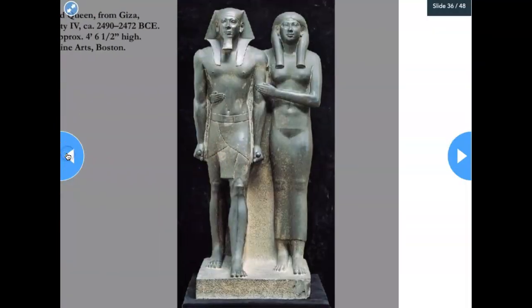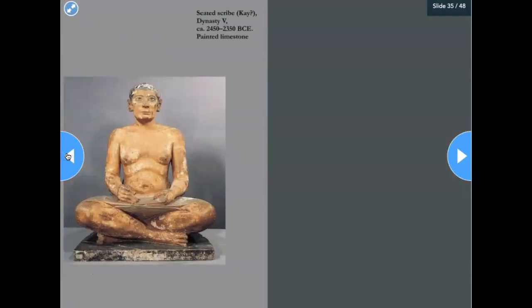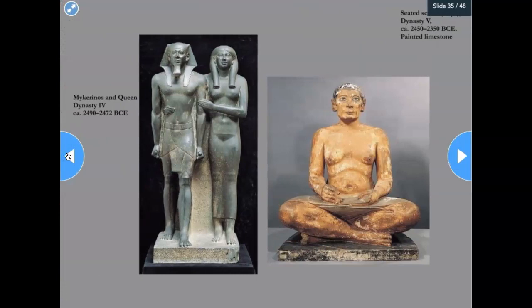Okay, whoops, I want to go back for a second. I believe that I assigned you this as part of your assignment for the class. We would have done this together in class where you would have compared these two sculptures. And they're described in your book on page 57, where the sculpture on the right is called the Seated Scribe.